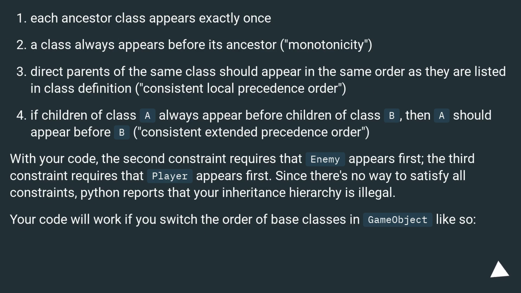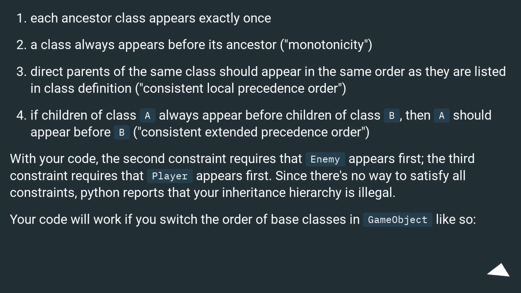Each ancestor class appears exactly once. A class always appears before its ancestor: monotonicity. Direct parents of the same class should appear in the same order as they are listed in the class definition: consistent local precedence order. If children of class A always appear before children of class B, then A should appear before B: consistent extended precedence order.